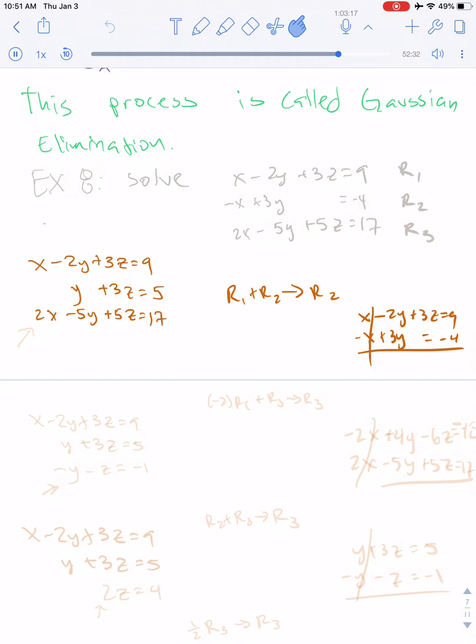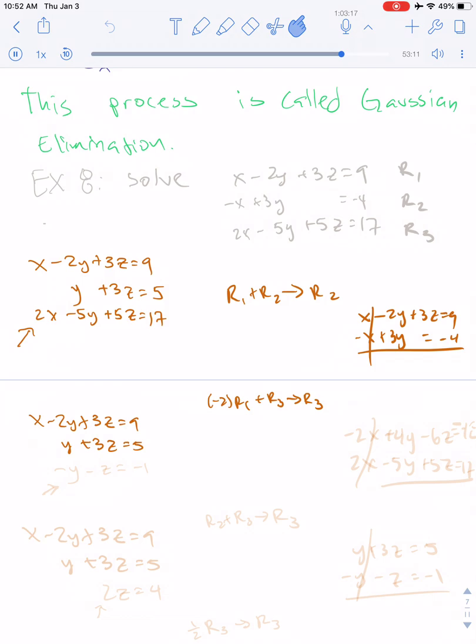Now see, we're almost there for the staircase pattern. So now we need to eliminate this 2x here. And I'm going to do that by multiplying the first row by negative 2, adding it to row 3, and changing that to my new row 3. Remember, we want to change it to, oh, not here, sorry. My first equation stays the same, x minus 2y plus 3z equals 9. Second equation stays the same, y plus 3z equals 5.